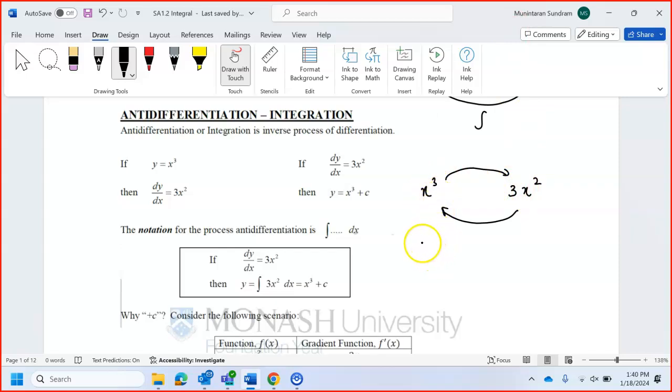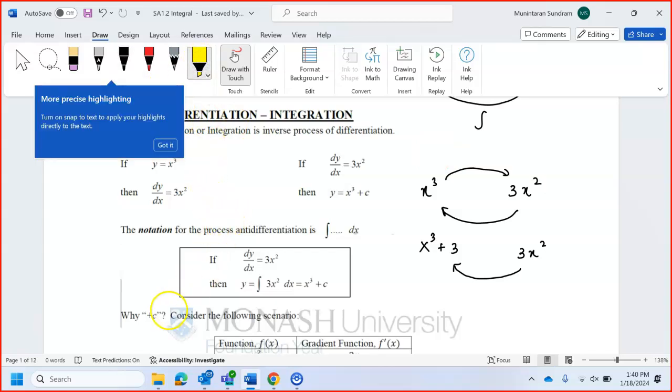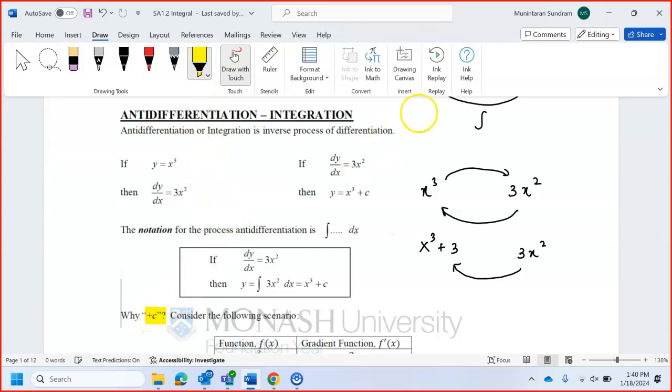However, what if you have your x cubed plus 3? If you differentiate, you're still going to get 3x squared. And when you integrate back, you would not know whether it is from plus 3 or plus 5 or what. That's why we need to have what we call the plus c. Okay, plus the c. Without the c is perfectly fine, I just minus 1 mark. If you don't put the c, minus 1 mark.